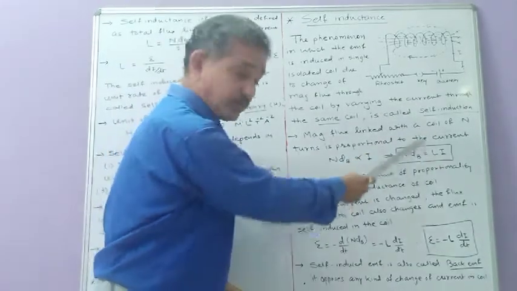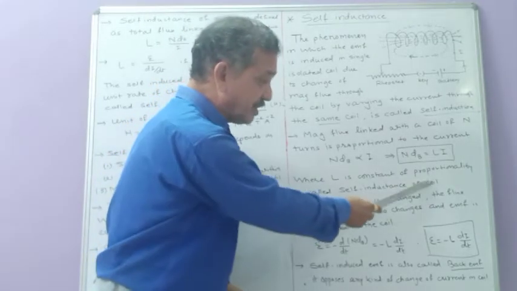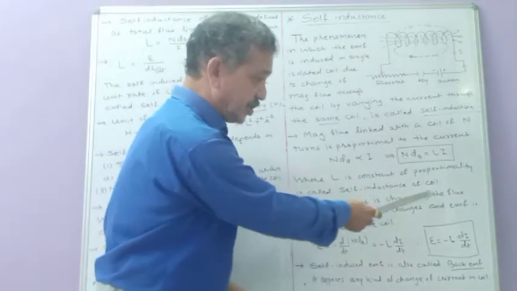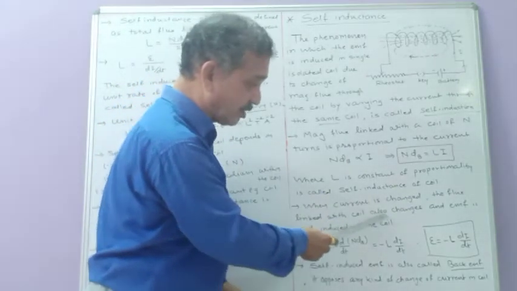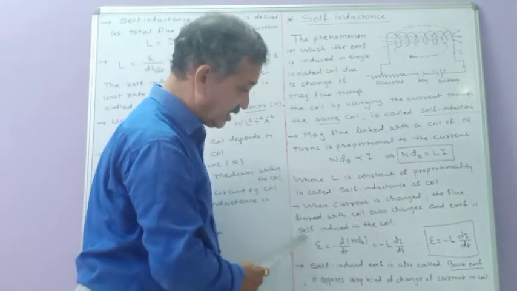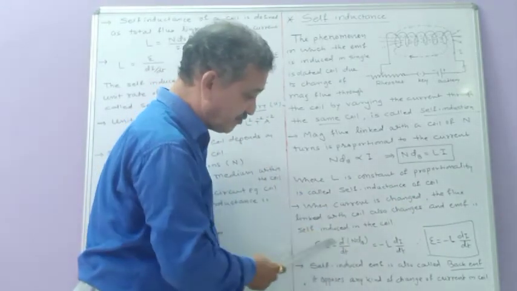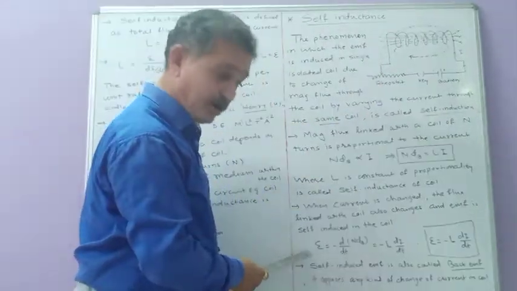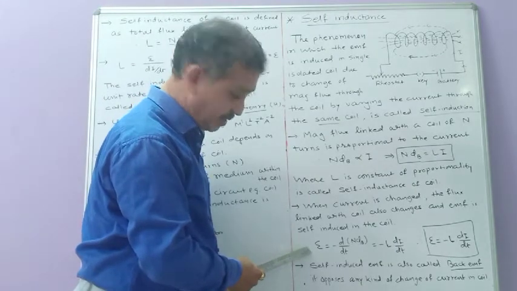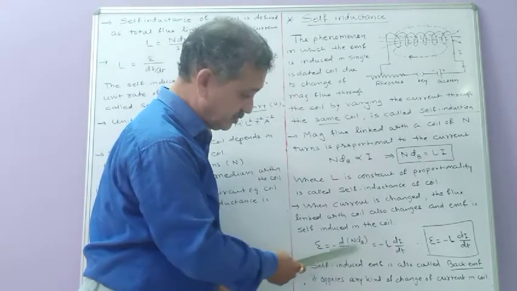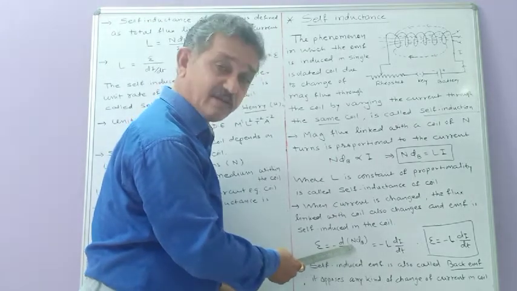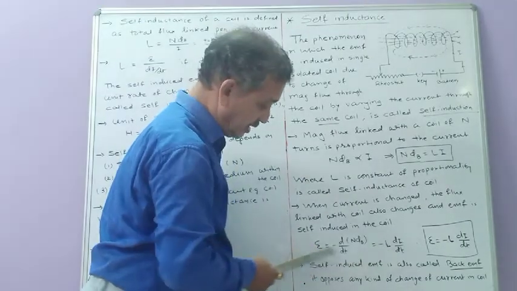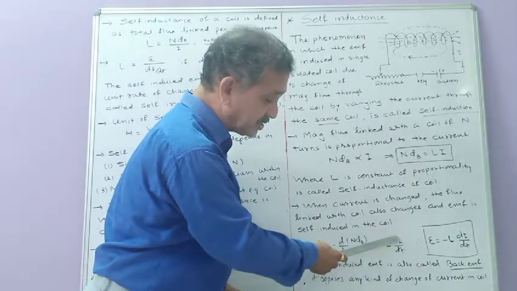So here N phi B is proportional to I, therefore N phi B is equal to capital L I, where capital L is the proportionality constant, and it is called the self-inductance of the coil. When current is changed, the magnetic flux linked with the coil also changes, and a self-induced EMF is produced in the coil between its two ends. According to Faraday's law, this self-induced EMF is equal to minus d by dt of the flux linkage, that is N phi B. But N phi B equals what? L I. L is constant, so here the self-induced EMF is minus L into dI by dt.